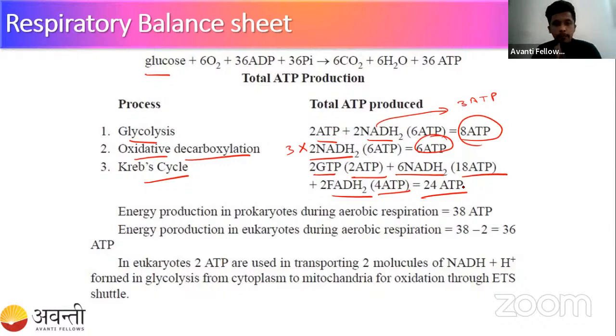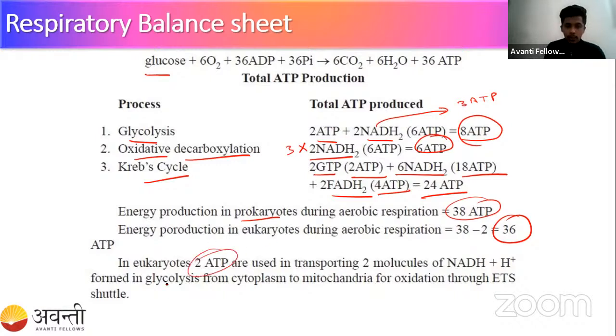So by the end of aerobic respiration in eukaryotes, we get 36 ATP molecules, and 2 of them will be spent in the beginning of glycolysis. We know that. Whereas when you talk about energy production in prokaryotes, you should tell it is 38 ATP molecules. Remember this difference? Aerobic respiration in prokaryotes will give us 38 ATP, and aerobic respiration in eukaryotes will give us 36 ATP molecules.